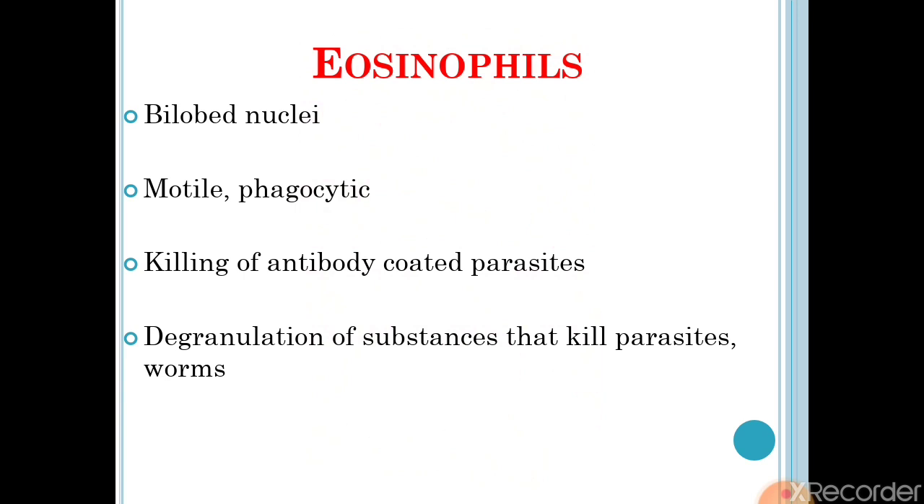Now come to the third type, that is the eosinophils. Eosinophils have a bilobed nucleus. They are motile in nature and they are also phagocytic in nature. They are involved in the killing of antibody-coated parasites. So if there is an infection of a parasite, the antibodies will bind to that parasite, and then eosinophils will be involved in killing that antibody-coated parasite. This is achieved through the degranulation of substances, which are responsible for killing the parasites and the worms.